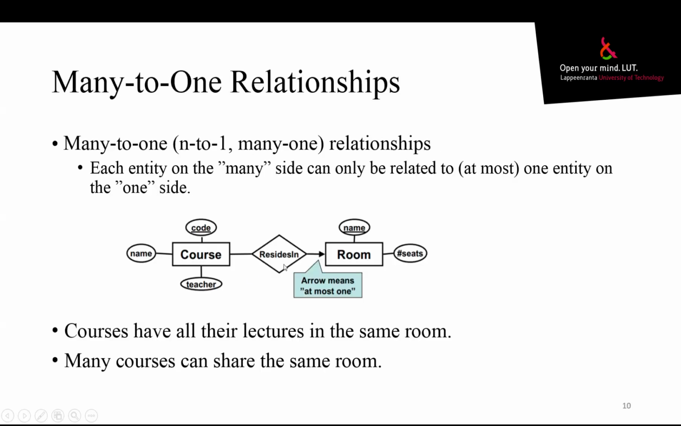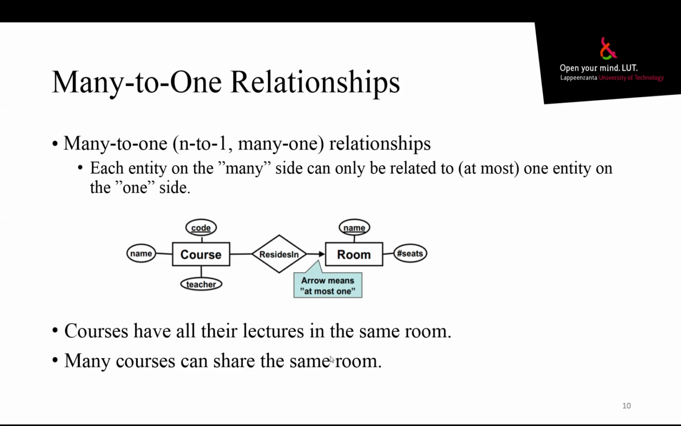So many to one relationship is a situation where, let's say, an entity S can be associated with at most one entity of an entity Y. However, an entity from entity set Y may or may not be associated with more than one entity. So it is the opposite from the earlier one I was speaking about. So courses can have their lectures in the same room, and many courses can share just one room.